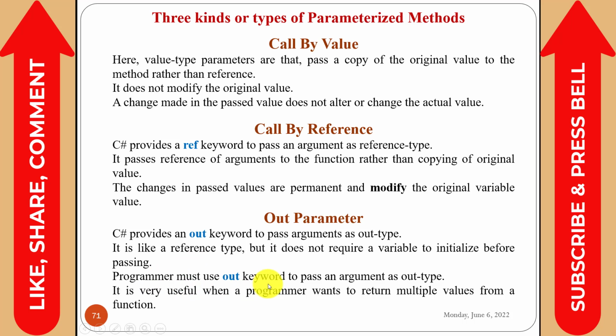The programmer must use the out keyword to pass an argument as out type, so you should use the out keyword. It is very useful when a programmer wants to return multiple values from a function. If you want to return multiple values from a function together, it is a wonderful concept.